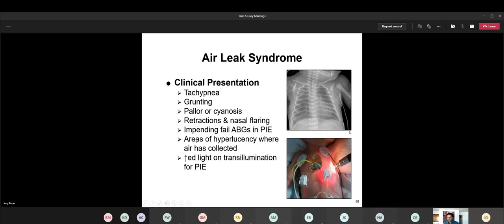So then how would the baby present if there is some kind of air leak? These are all signs of distress: the tachypnea, the grunting, the blue cyanosis, the retracting, et cetera. Blood gases are getting worse. I mean, there's a ventilatory problem and it's getting worse.